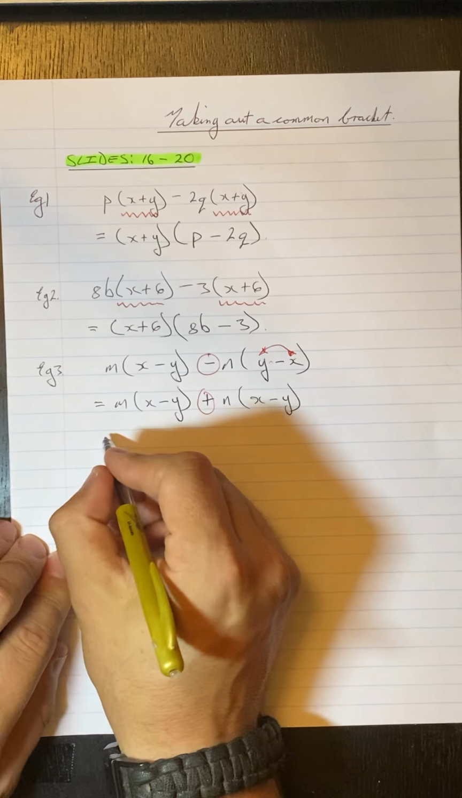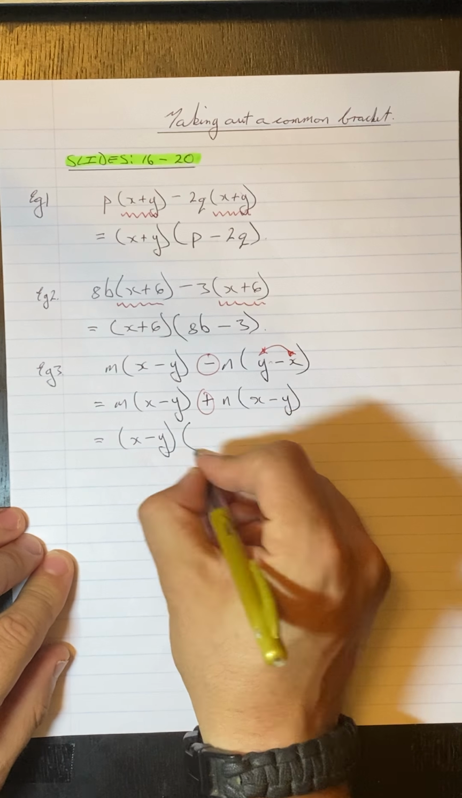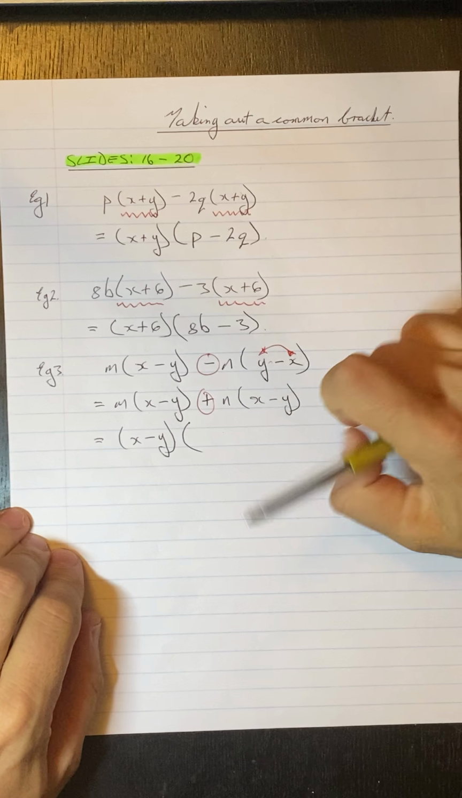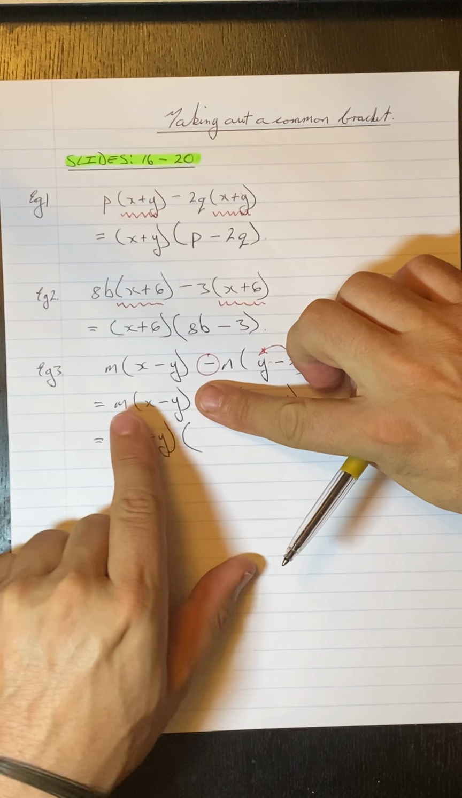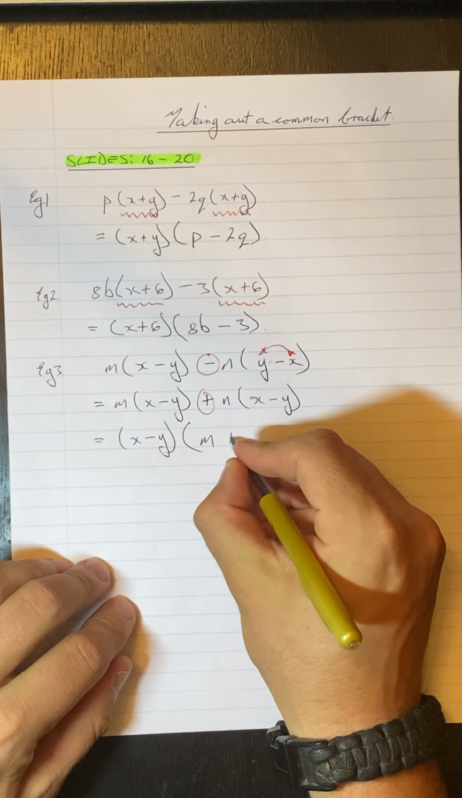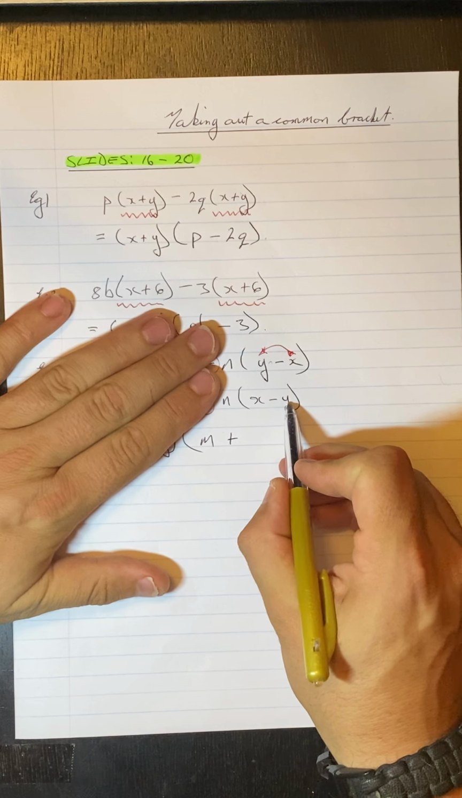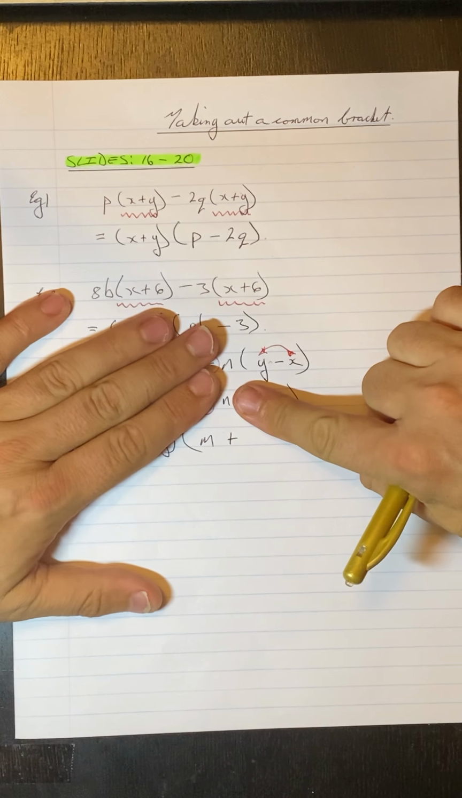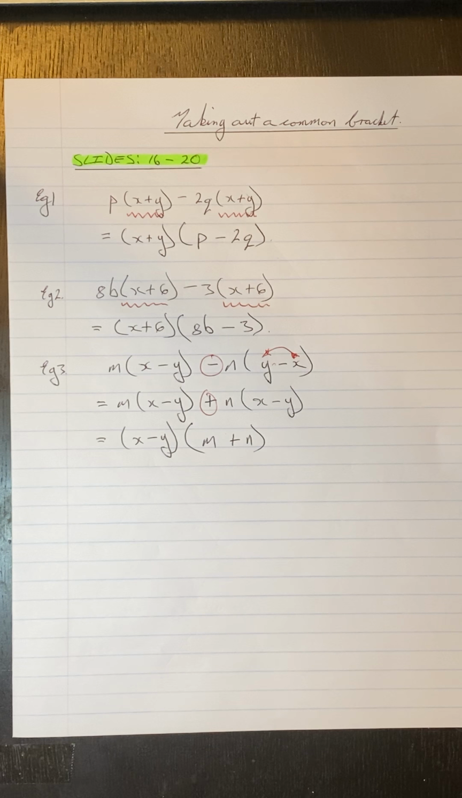Now we have it in a form where we have the same thing, x minus y in the bracket. So I can take that out as a common factor. Open up my bracket, and what am I left with? If I just look at the first term, I've taken out that x minus y, and I'm left with an m. Bring down your sign. With the second term over here, I've taken out an x minus y, and I'm left with an n. And we have factorized.